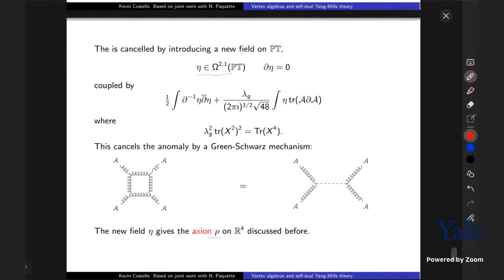So the claim is really that the failure of associativity we found, and the non-trivial matrix of anomalous dimensions, can all be traced back to this anomaly in twistor space. That when I introduce an axion, they all go away.